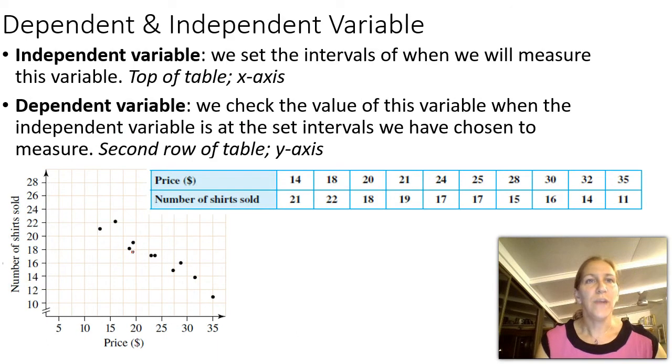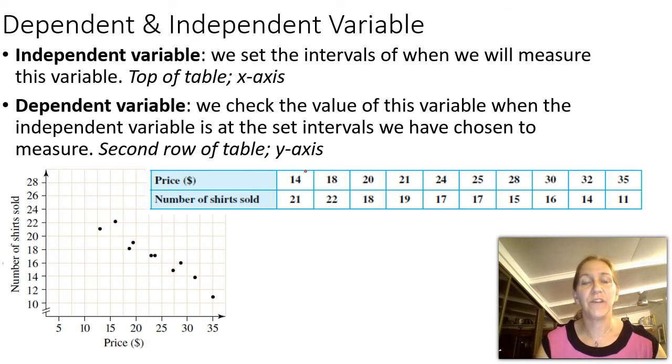Okay, so we have things that we call the dependent and the independent variable. Now, the independent variable is just the variable that we set the intervals of when we'll measure. It's normally found at the top of an axis, and it's normally found on the x-axis. So in this case, we have the price in dollars. This is independent of the number of shirts sold. We've decided to check the number of shirts sold when the price is at these different values. So the price doesn't depend on the number of shirts.